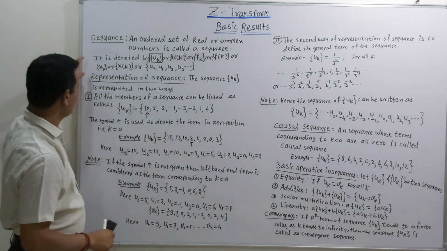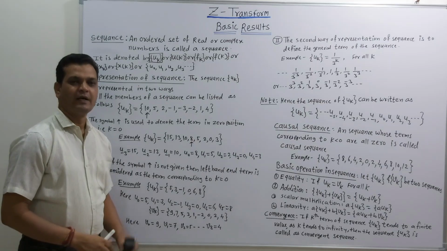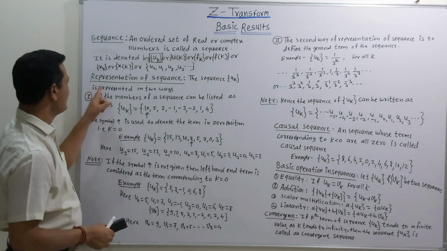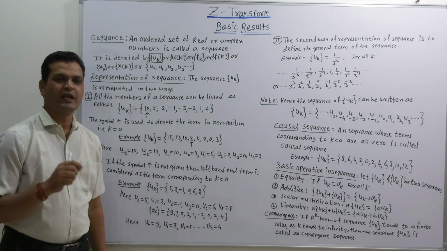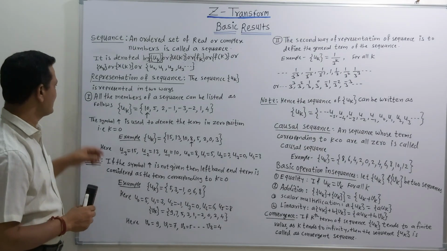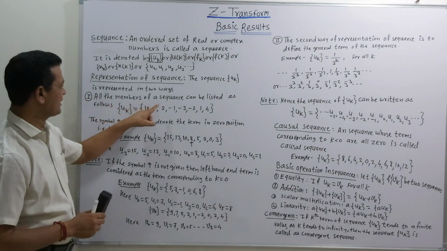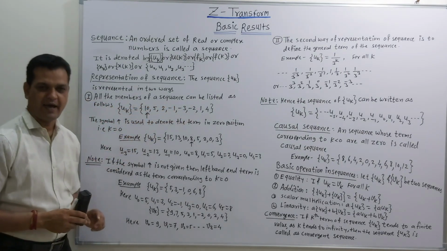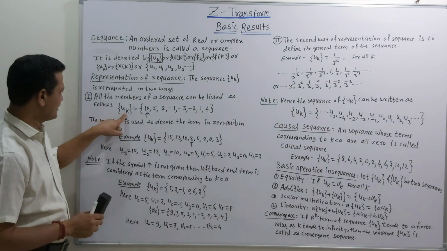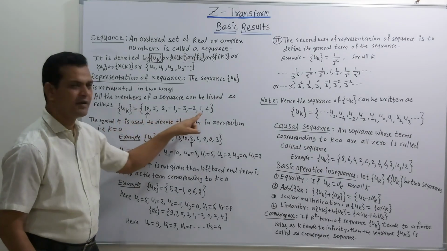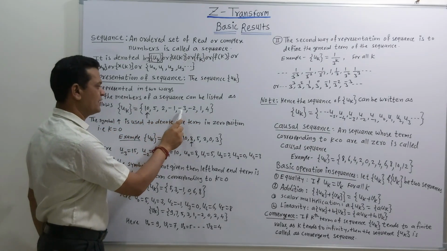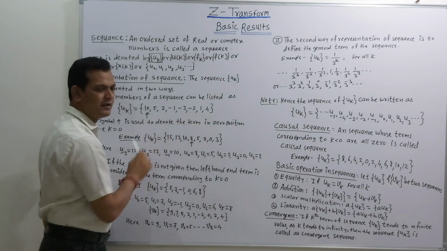Now friends, this is the notation to denote the sequence. Now let's learn the concept called representation of a sequence. There are two different ways of representing a sequence. The first way is that all the terms of the sequence can be listed. Suppose this is the sequence U_k, equal to, in curly bracket, 10, 5, 2, minus 1, minus 3, minus 2, 1 and 4.